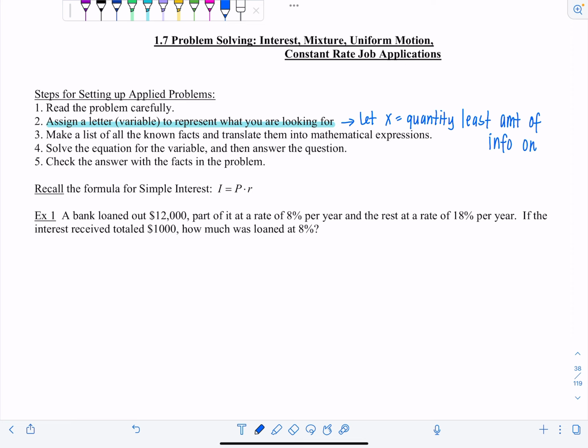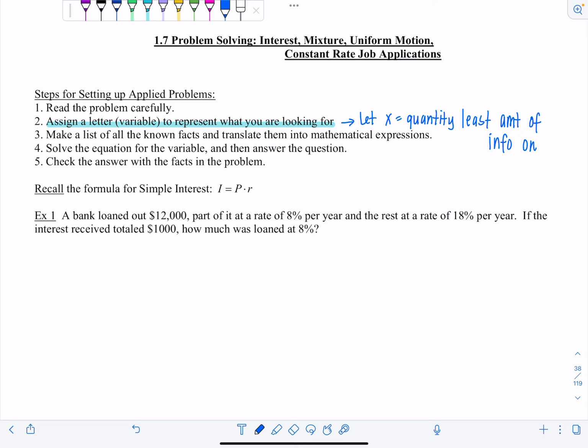Step 3, make a list of the known facts and translate them into mathematical expressions. Step 4, solve the equation and then answer the question. That's important. Always go back after you find x, because that's not necessarily the answer every single time. Make sure, did I answer the question? And then check the answer with the facts in the problem. Just check it to make sure it makes sense, okay?